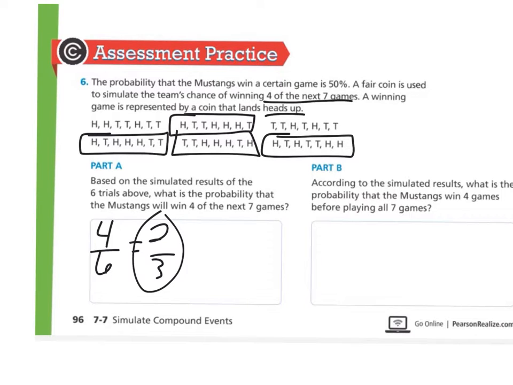And then part B, what's the probability the Mustangs will win 4 games before playing all 7 games? There were 2 different options here. These 2 I drew arrows to where they actually already won before we got to the 7th game. So that would be 2 out of 6, which is a 1/3 chance that they would win 4 games before they played all 7. So this gives you an idea of how to simulate compound events.